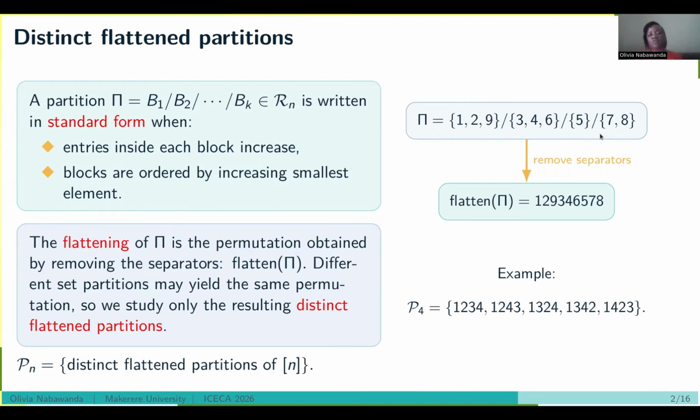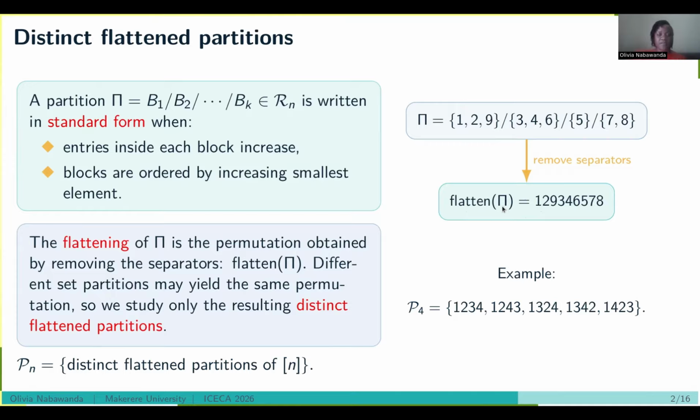Now, what happens when you remove the separators of these blocks and the commas in each of the blocks, so that in each block the elements are written as sequences? We end up with a structure of this form, and this is what we call a flattened partition. It's also worth noting that different set partitions may give rise to the same flattened partition under flattening. So this flattening operation is not unique.